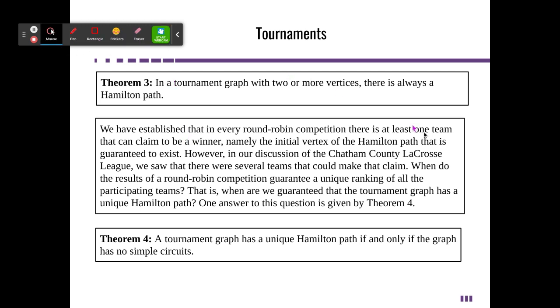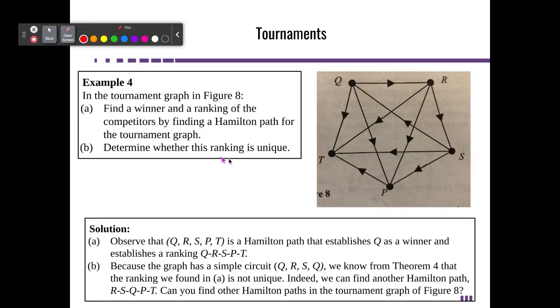So when we look at this example, determine whether the ranking is unique. Well, because the graph has a simple circuit QRSQ, so my initial and my terminal is at the same spot, then we know that this is not a unique situation. And so indeed, we can find another Hamilton path. So we go and prove that. So we can also say that we have from R to S to Q to P to T. So there's another path that will get me. So where do we go? We did R, S, Q, P, T. So that's a path, right? And so there, we're basically saying at that point that it's not unique.